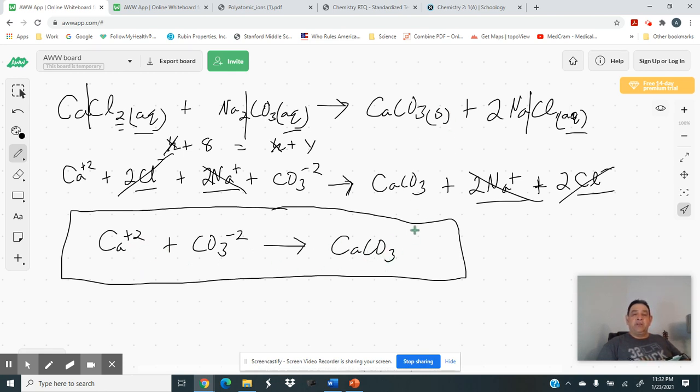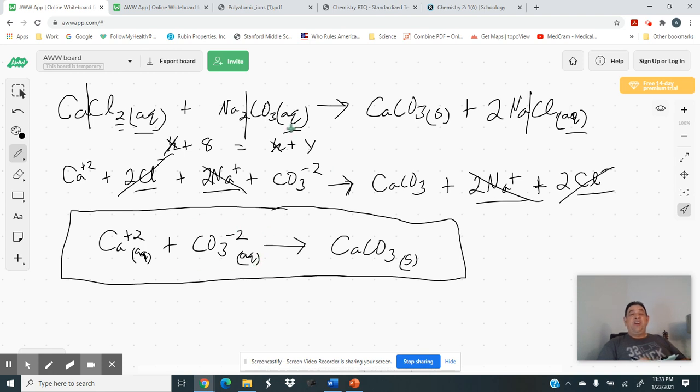I can go back to the original. This calcium carbonate was always solid, so it remains solid. This carbonate came from sodium carbonate, which was aqueous, so it remains aqueous. And the calcium ion here came from the calcium chloride, which was also aqueous. Ions are almost always aqueous. There are a few exceptions, but almost always aqueous when they're in their ion form.